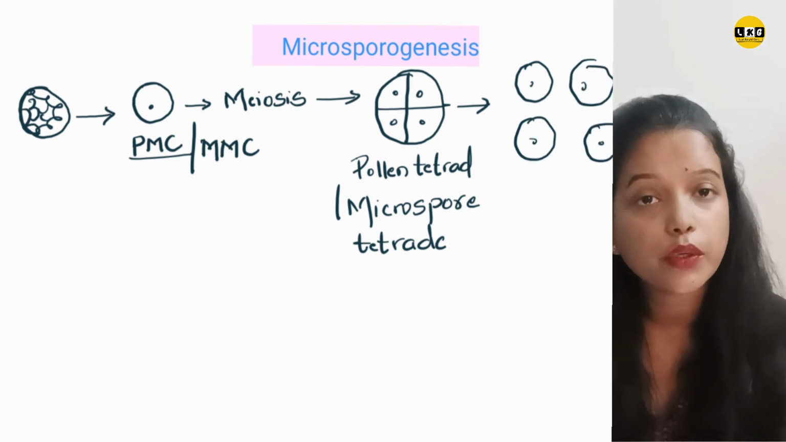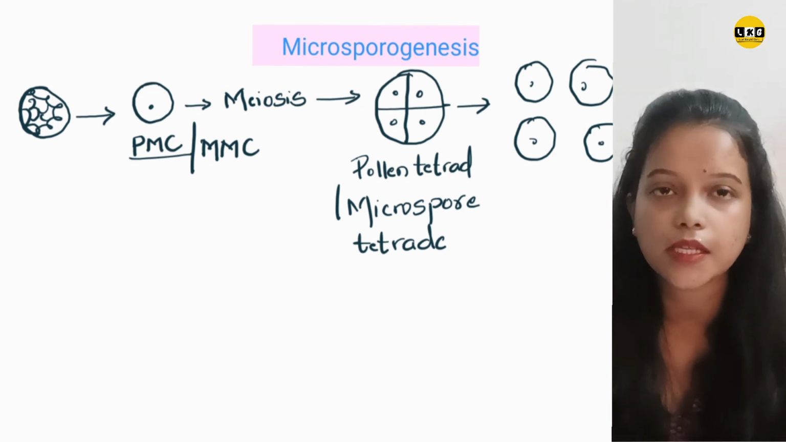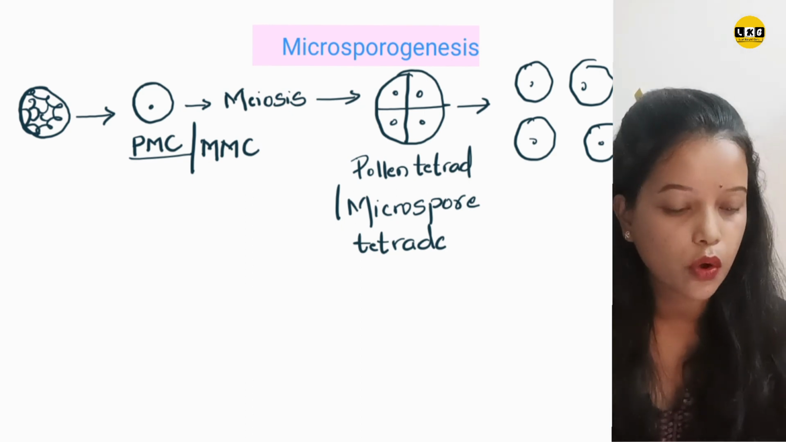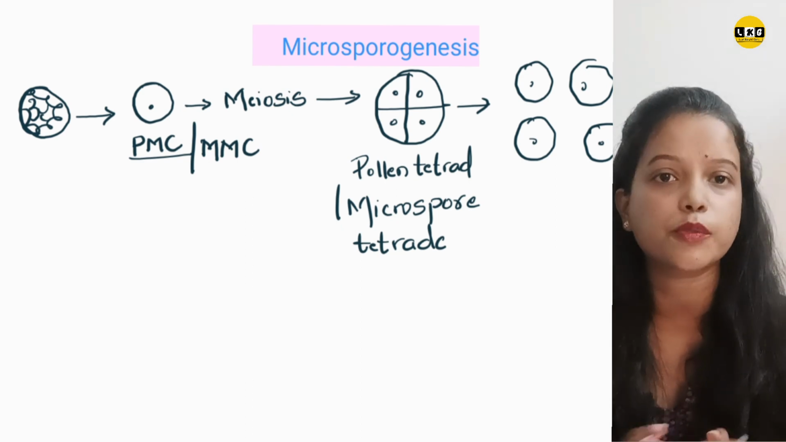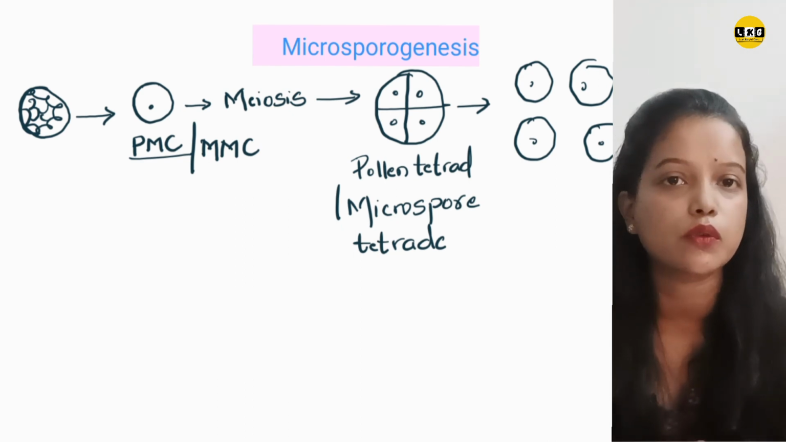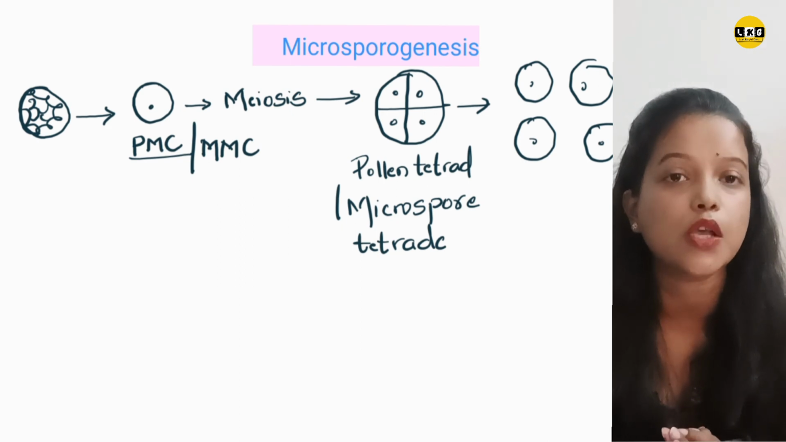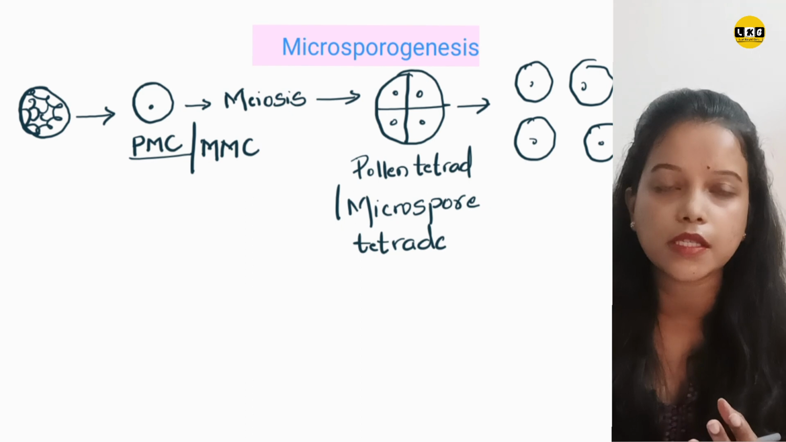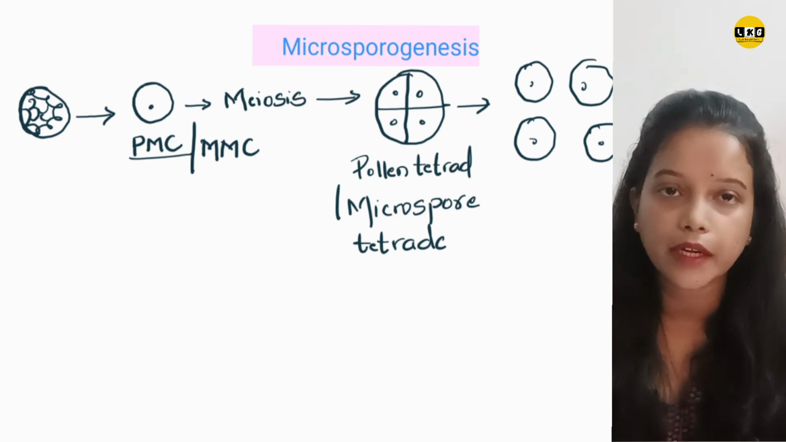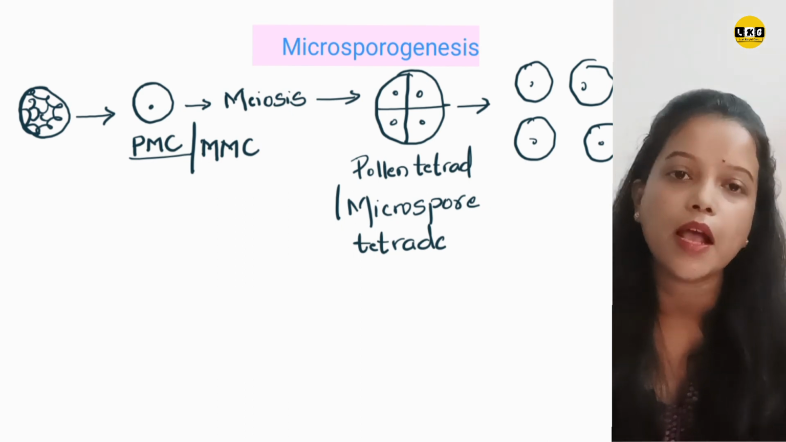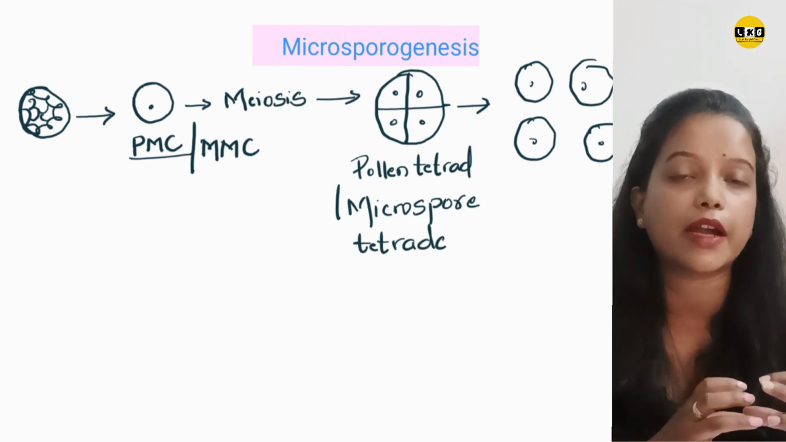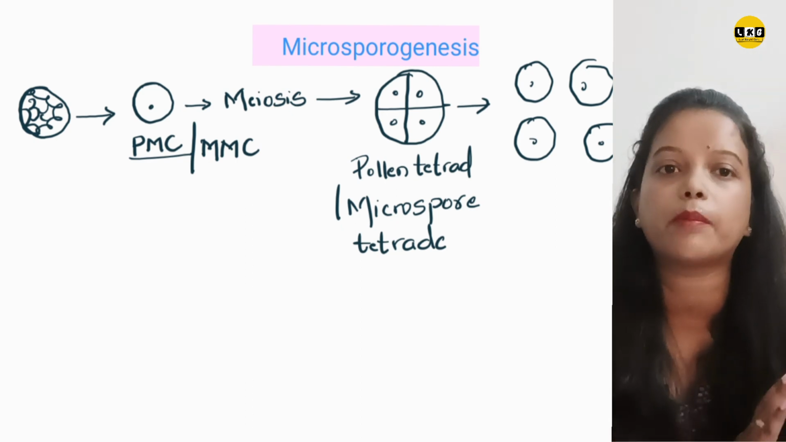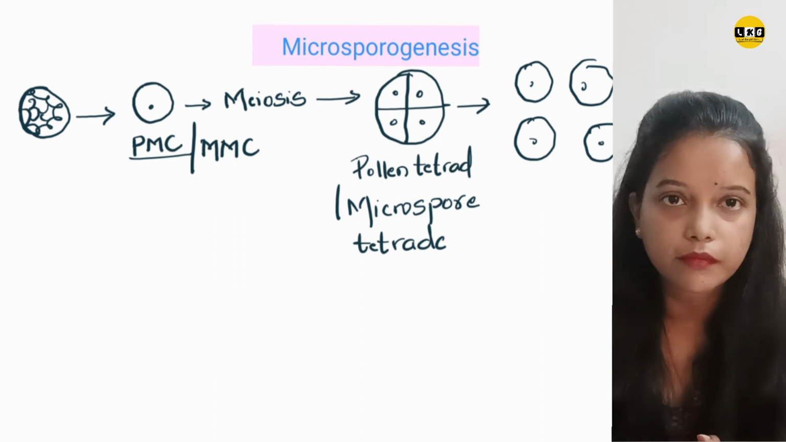So now how will you define microsporogenesis? The process of formation of pollen grain or microspore from microspore mother cell. This is known as microsporogenesis, where the pollen mother cell will undergo meiosis and form pollen tetrad or microspore tetrad, and when the anther attains maturity, the pollen tetrad will separate and each will become a pollen grain.